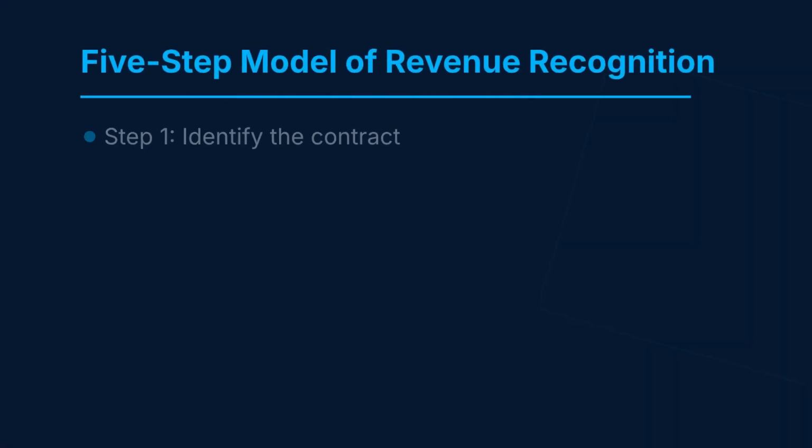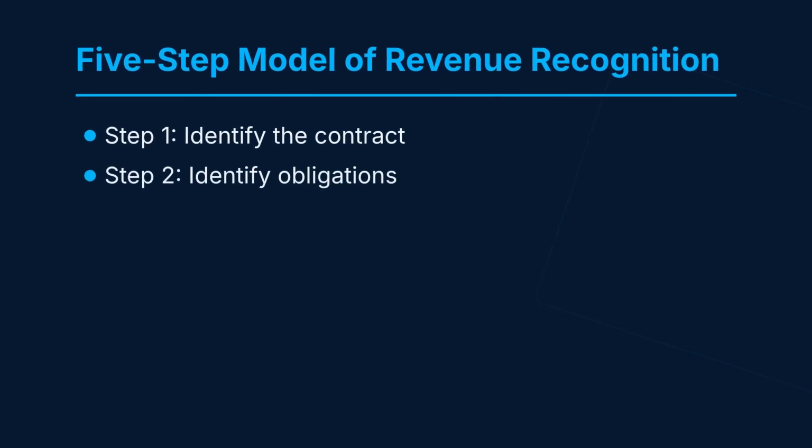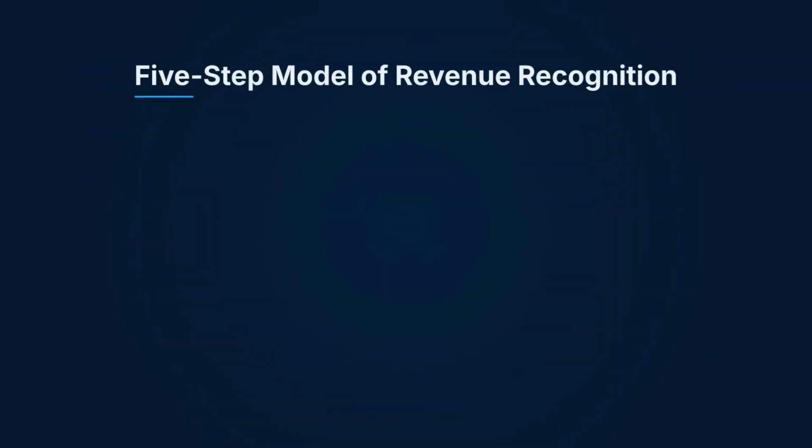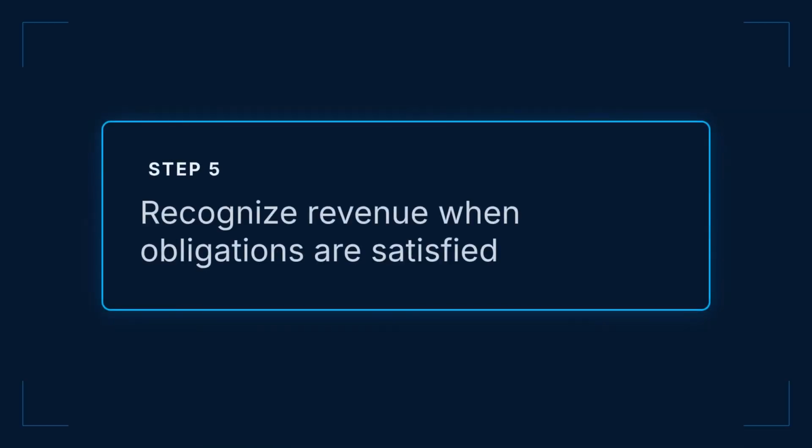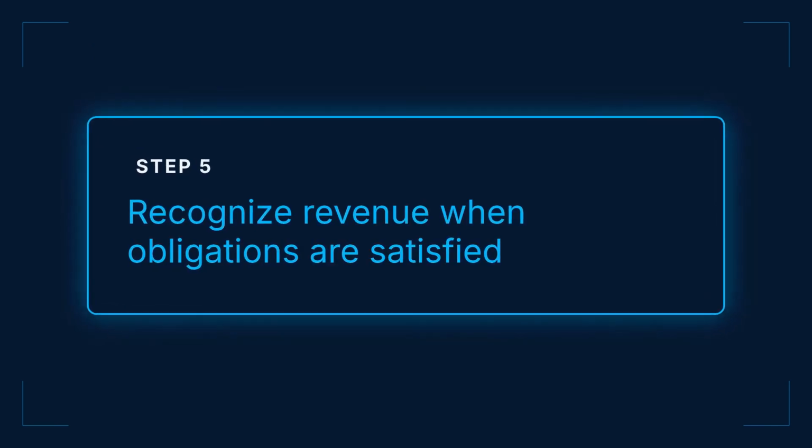First, you must identify the contract with the customer and the specific performance obligations. Next, determine the transaction price and allocate it to any separate deliverables. Finally, you only recognize the revenue once those performance obligations are satisfied.